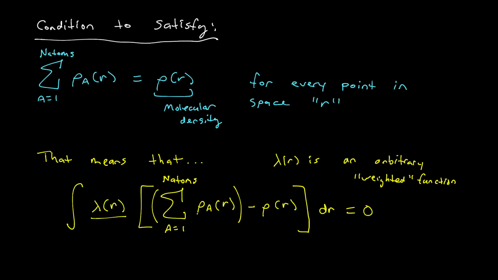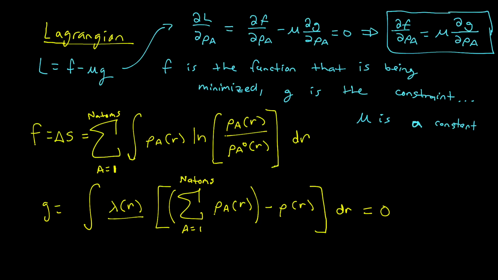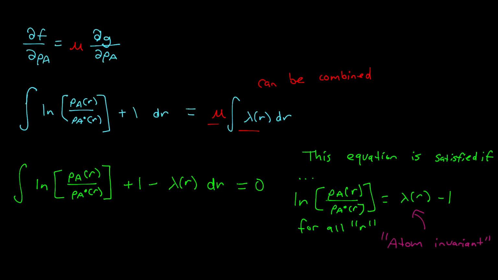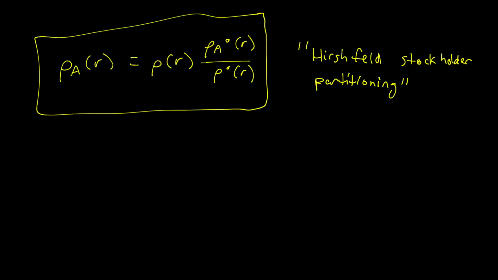Because of this constraint, we can write a Lagrangian that takes into account the information loss and the fact that the sum of atomic densities has to equal the molecular density. When we minimize this Lagrangian, we get this equation, which is called the Hirshfeld stockholder partitioning equation, which basically says that the atomic density of an atom equals the molecular density times the proatomic density divided by the promolecular density, which is basically the sum over all atoms of the proatomic density.